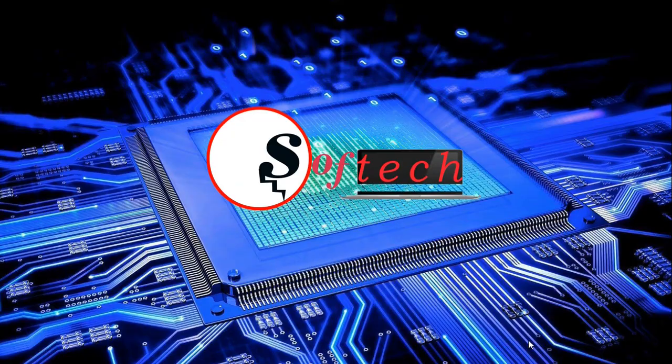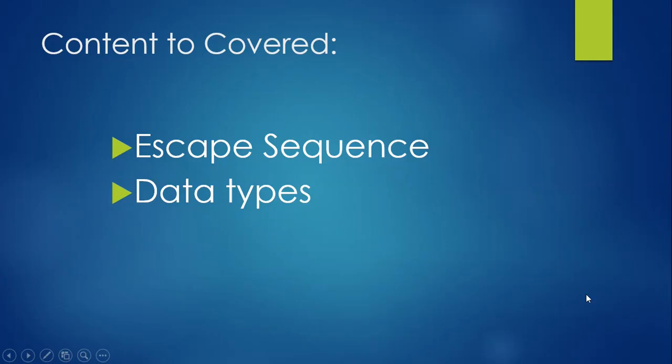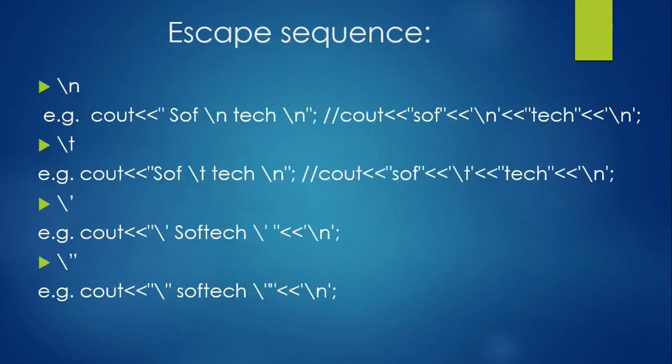We are going to cover the following content: number one, the escape sequence, and number two, data types. We are going to talk about why we use escape sequences and how we use them in C++, and after that we are going to implement our escape sequences on the compiler. So let's begin. Here are some important escape sequences. There are more escape sequences you can use, but the important ones are those.